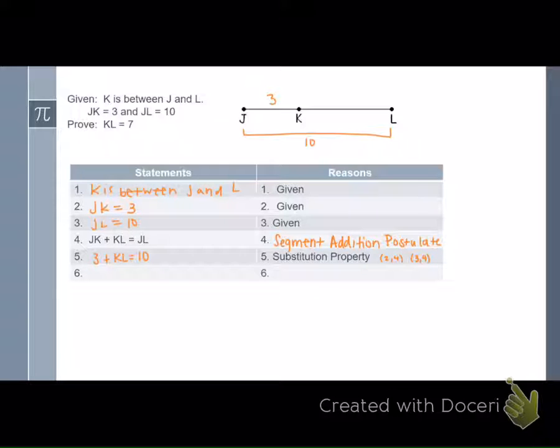So now we have to get it. Remember, our final step is KL is equal to 7. What could we do to get to KL equals 7? What could you do to show that KL equals 7? Rob?